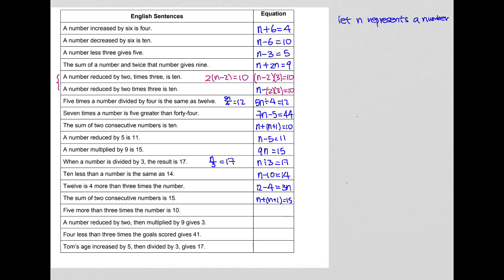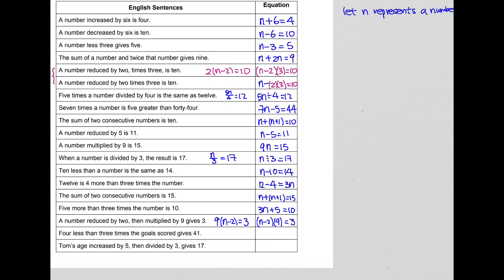5 more than 3 times the number is 10. So 3 times the number, so it's 3n. 5 more, plus 5 equals 10. A number reduced by 2, so n minus 2, there's a comma, so we stop. And then multiply by 9. Multiply by 9 gives, means equals 3. Once again, you can write the numbers in front of the bracket, so you do 9 times n minus 2 equals 3.